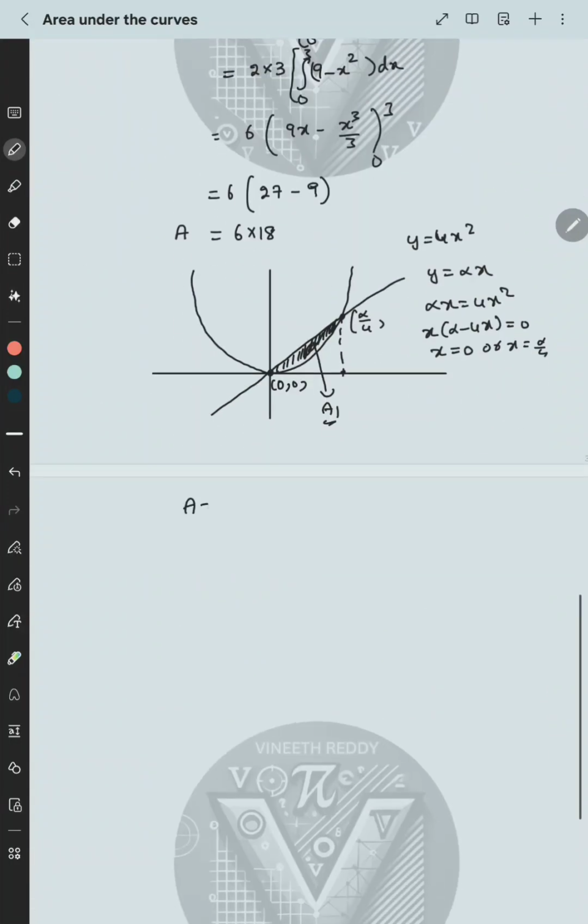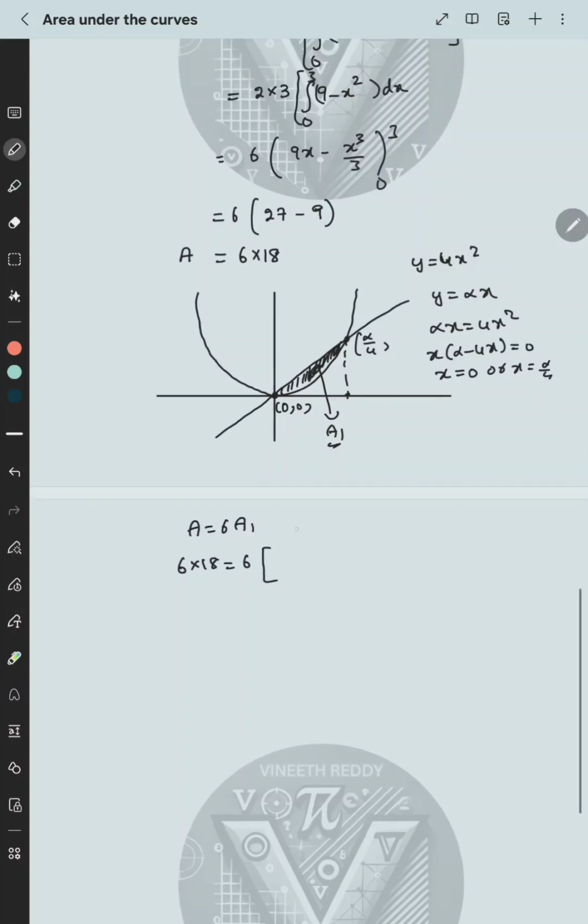So we can say A is equals to 6 times A1. What is A? A is 6 into 18, and what is A1? That is integral 0 till alpha by 4. ये ठीक है ना, alpha by 4. Upper curve is this, that is y is equals to alpha x. So y2 minus, अच्छा, lower curve is y equal to 4x square, तो ये लिख देंगे dx. बस अब इसको सॉल्व करना पड़ेगा.